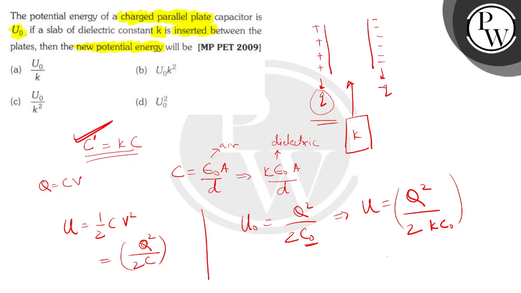We can write this as nothing but 1 by K multiplied by Q square by 2 C naught. But this over here is nothing but U naught. So we can write this as finally U is equal to U naught by K. Now let's see which option matches this. As you can see, option A, U naught by K, is our final answer. Option A, U naught by K, is the new potential energy between the plates.